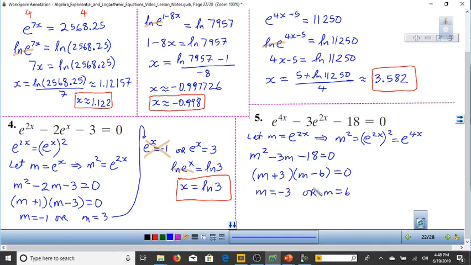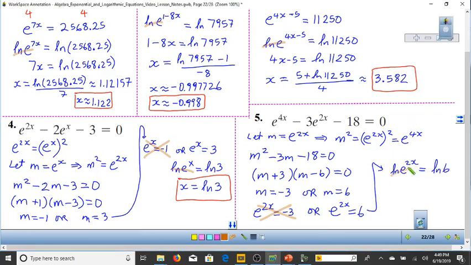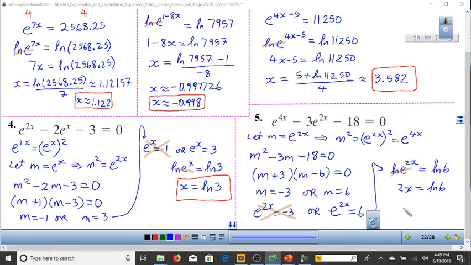So resubstitution, we see then that e to the 2x this time is equal to -3, or e to the 2x is equal to 6. Again, exponential functions do not give you a negative output, so we can then proceed with the other part by taking the natural log of e to the 2x and the natural log of 6. Ln and e will cancel, so you'll end up with 2x equals ln of 6. So that means x is equal to the natural log of 6 over 2. And I'll leave you to check that answer on your own.